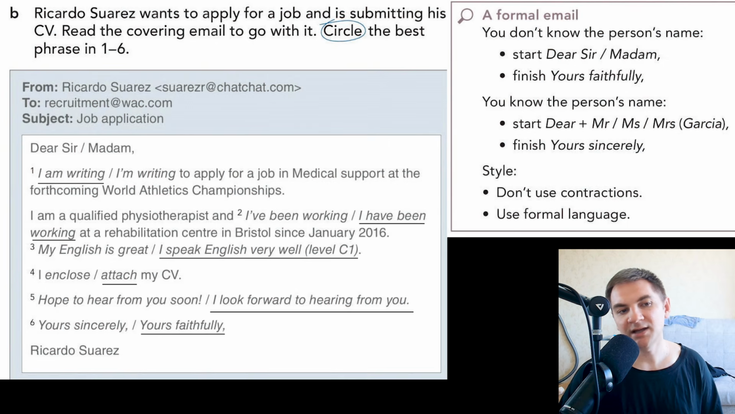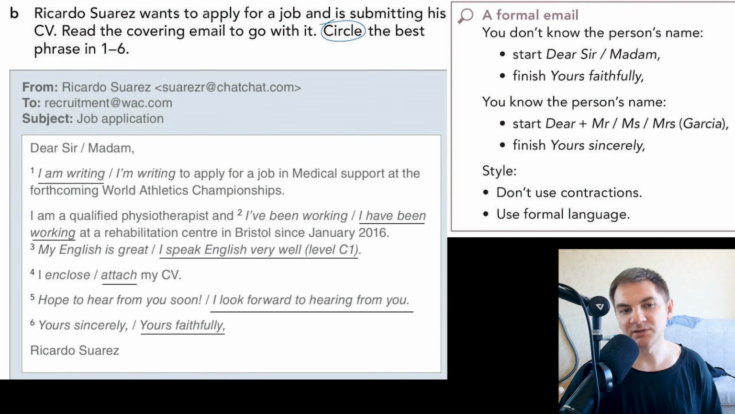2, I have been working instead of I've been working. Actually, the same rule about contractions applies here. Using the full present perfect continuous form I have been maintains a formal tone, while I've been is conversational and informal. 3, I speak English very well instead of my English is great.